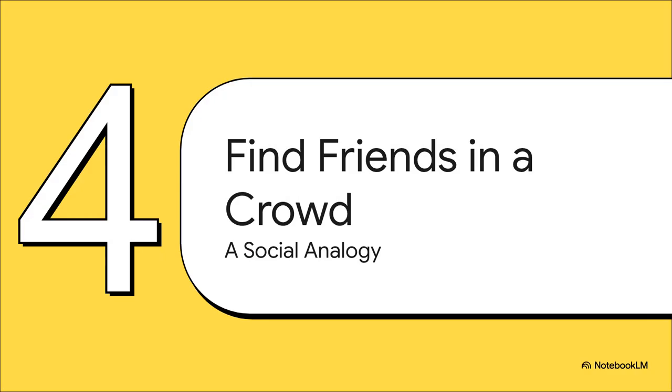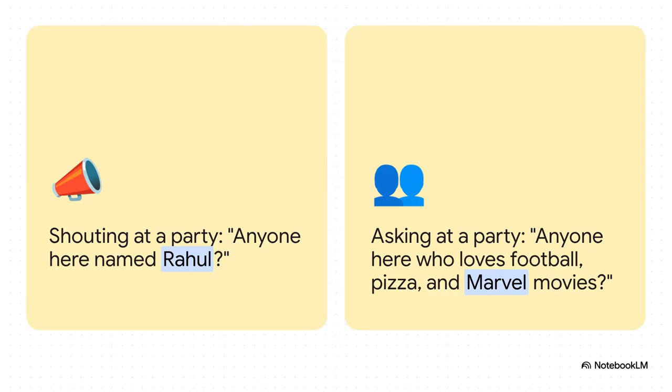Let's make this even more relatable. Think about a real-world social situation, like a party. How do you find people you'll connect with? This brings us to the finding friends in a crowd analogy, and honestly, it's one of my favorites. This one just makes it click, you know? A keyword search is like shouting a specific name at a huge party. Sure, you might find someone with that name, but you have no clue if you'll have anything in common. But a vector search, that's like describing your interests. You're looking for a conceptual match, not just a literal one.